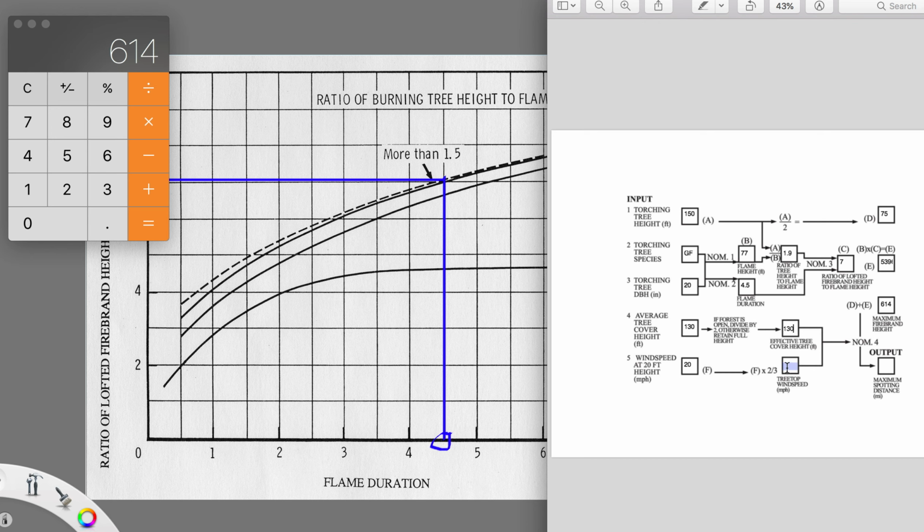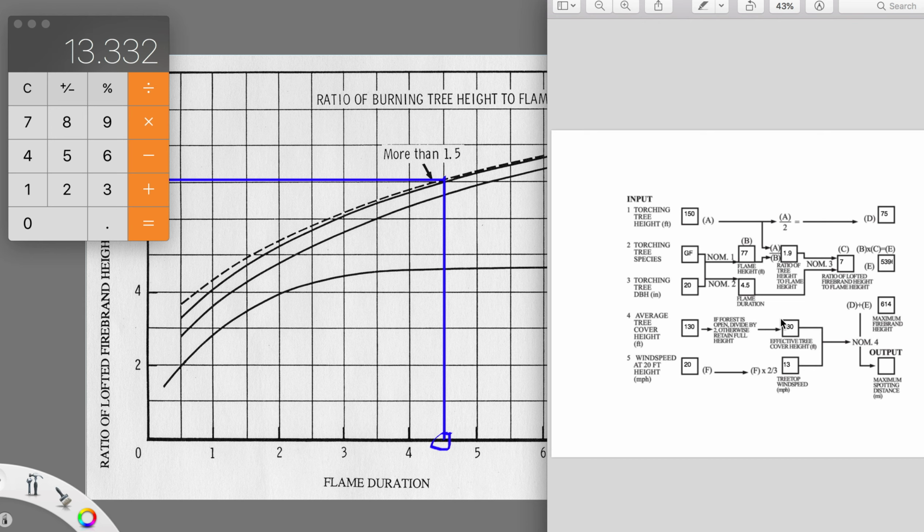Okay, now to get the treetop wind. So we've got the 20-foot winds above the trees. It's going to be 20 miles per hour. At the treetops, it's going to be about 2/3 of that. So we got 20 mile an hour wind times 0.666. And that's going to give us 13 mile per hour wind.